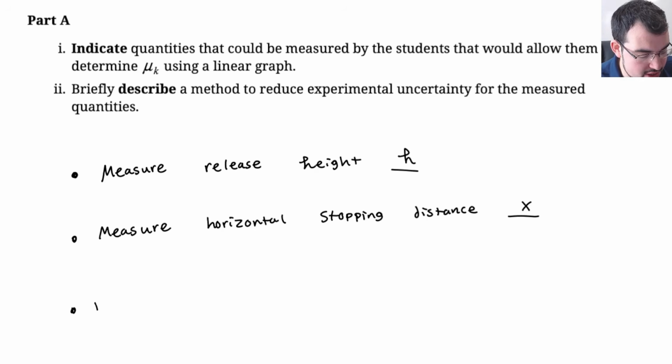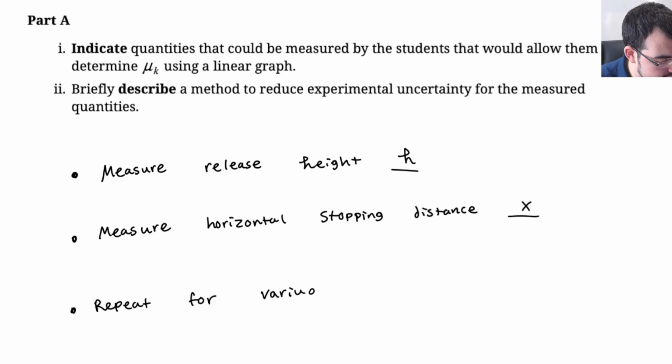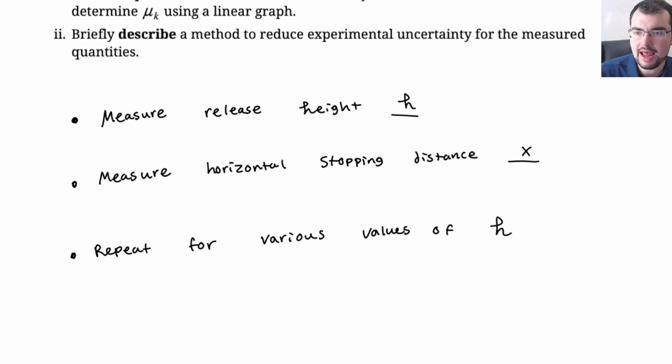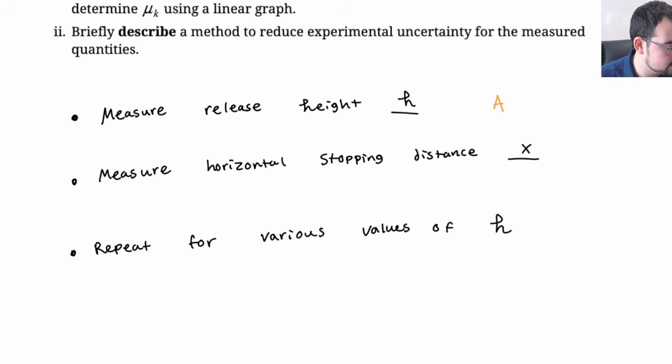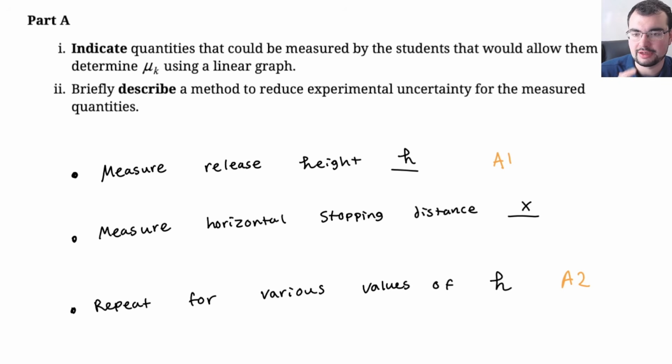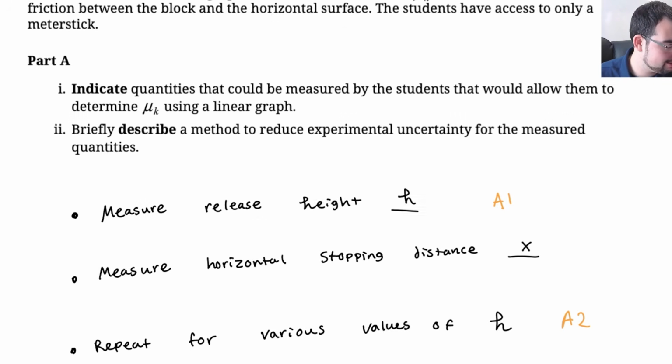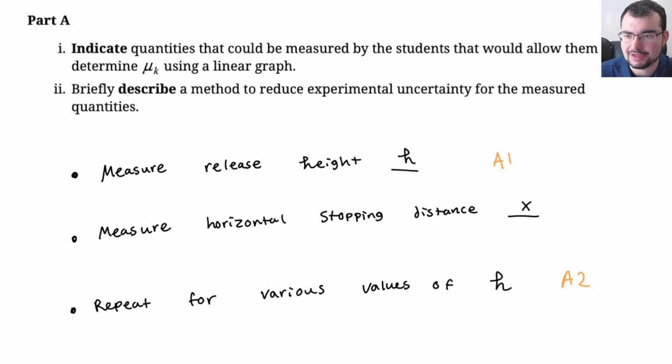And then we will repeat for various values of h. So to get A1, you have to say measure height and horizontal distance. If it's clear from context, I'm sure you got it. And uncertainty is anything about multiple trials, although you want to make sure you're varying a variable. Because you can't graph if you drop from the same h every time, you're probably not getting a graph out of that. Although I wouldn't discount the chance that you get that point.